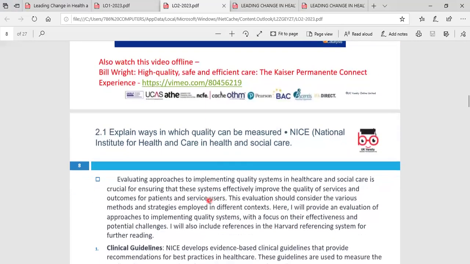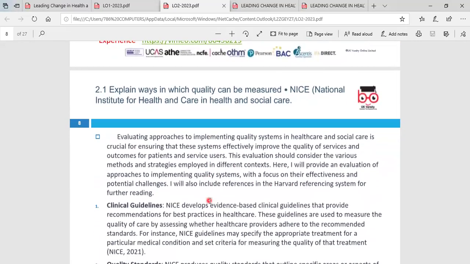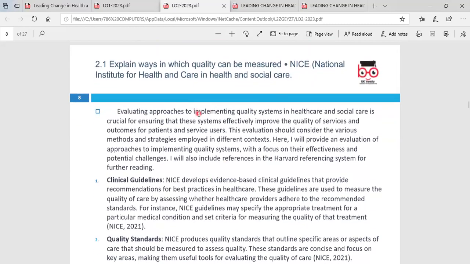We can have a look at this video if we have the time. So NICE guidelines, this is a way in which quality can be measured.